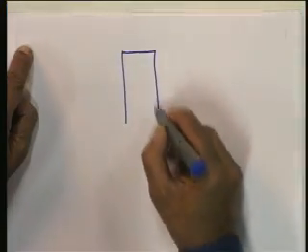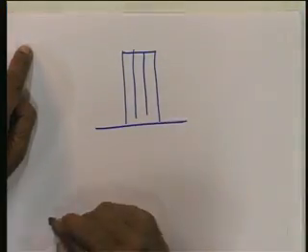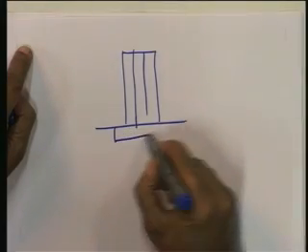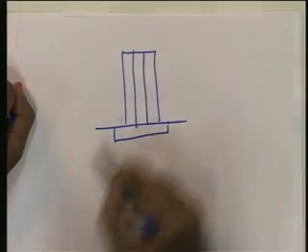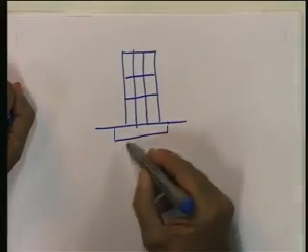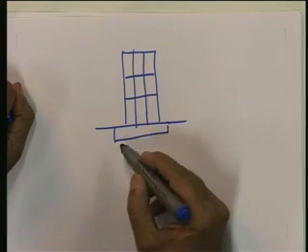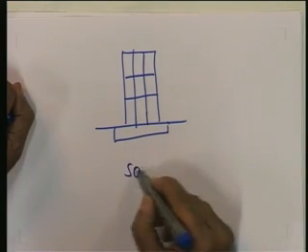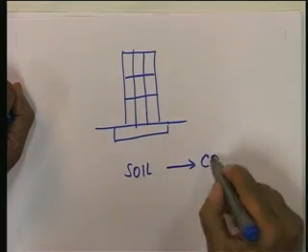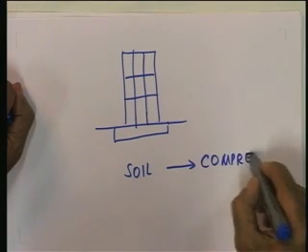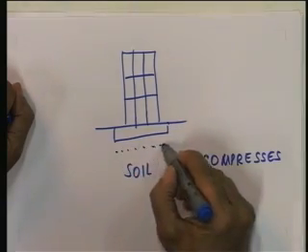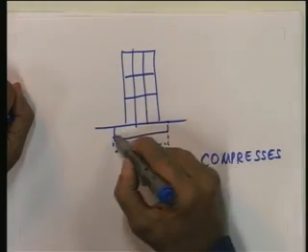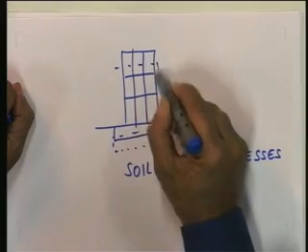See, for example, suppose there is a building and let us say there is a foundation. Let me take a hypothetical single foundation. This foundation is going to impose stresses on the soil, due to which the soil is going to compress, and in turn this results in a settlement of the foundation and hence the building. The building as a whole also settles down.